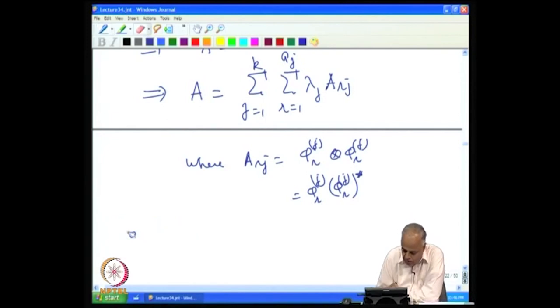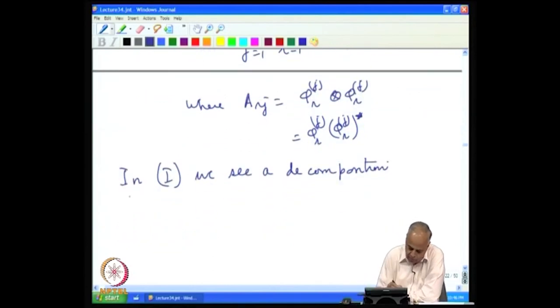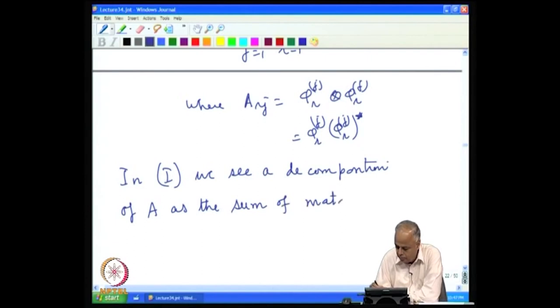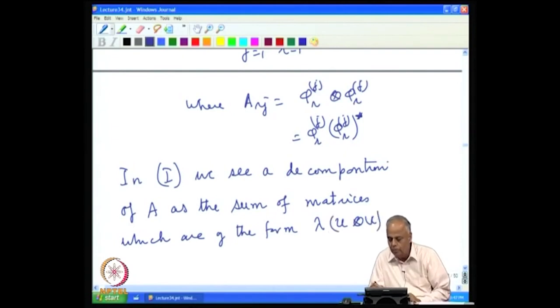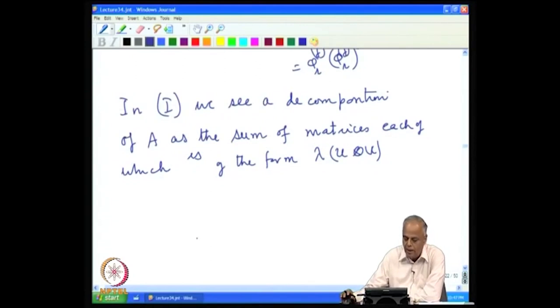So, let us make that remark first. We have, let us call this 1. In 1, we see a decomposition of A as the sum of matrices which are of the form lambda u cross u, where by taking suitable eigenvalues each is of the form, okay, sum of matrices each of which is of the form lambda u cross u by suitable values of lambda and u. So, let us analyze each one of these.